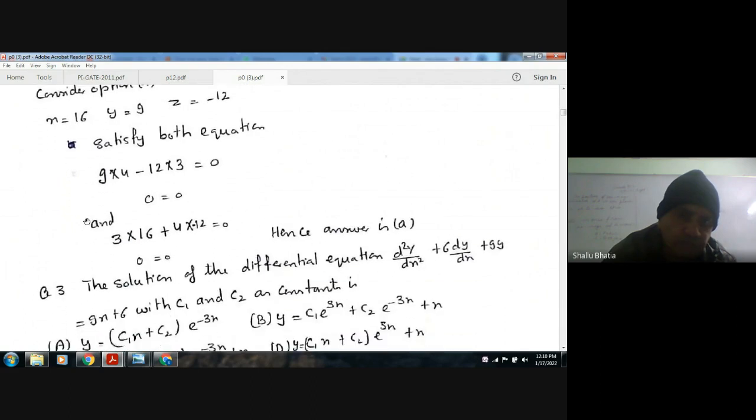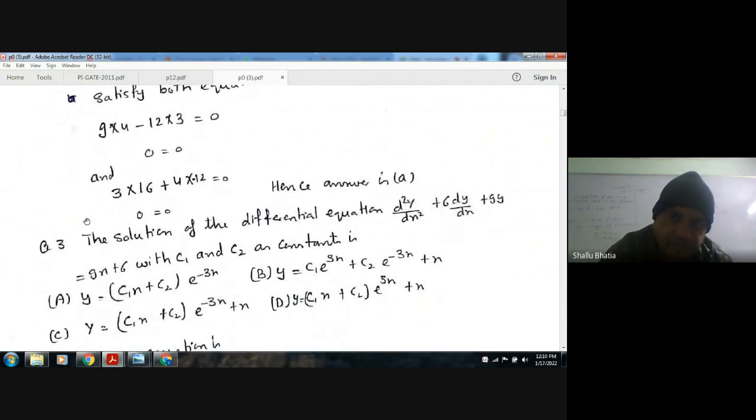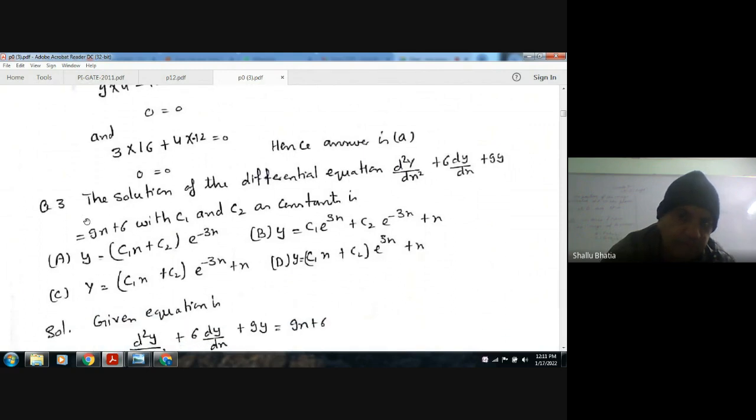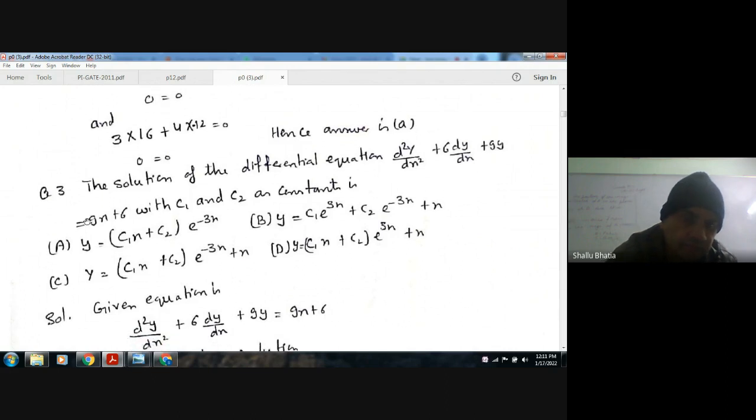Next, the solution of the differential equation d square y by dx square plus 6 dy by dx plus 9y equal to 9x plus 6, with c1 and c2 as constants, is: B, y is equal to c1x plus c2 e to the minus 3x; B, y is equal to c1 e to the 3x plus c2 e to the minus 3x plus x; C, y is equal to c1x plus c2 e to the minus 3x plus x; and D, y is equal to c1x plus c2 e to the 3x plus x.